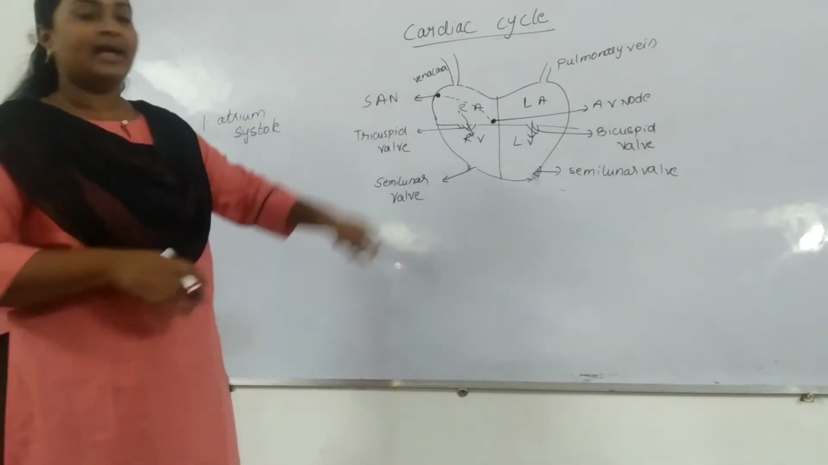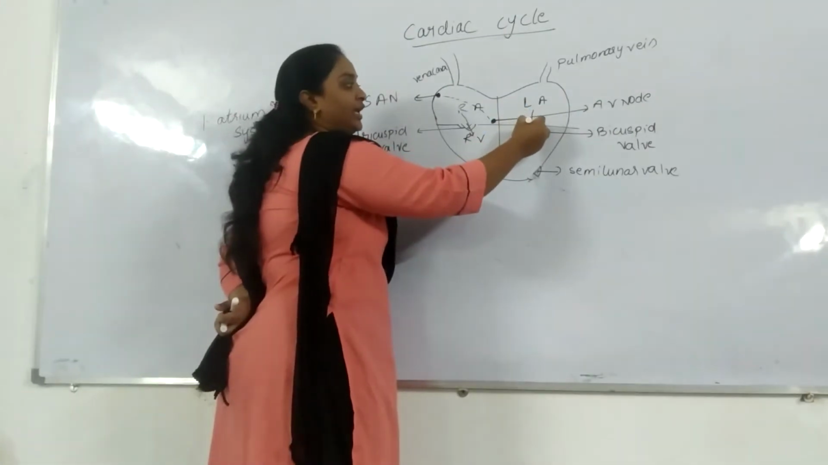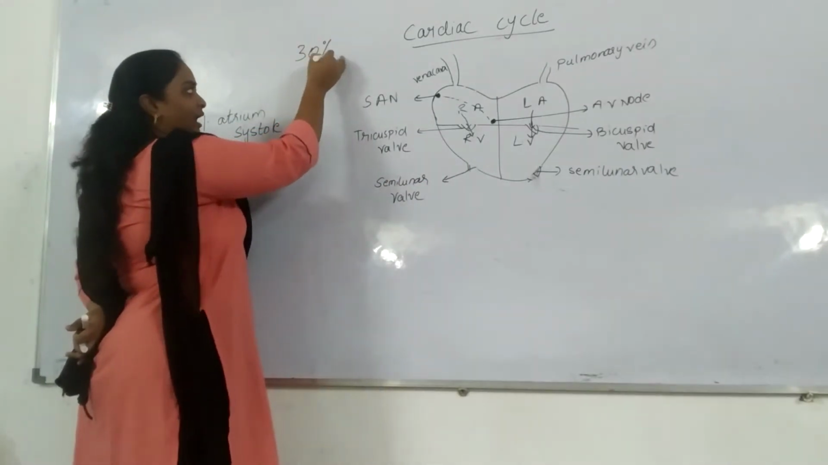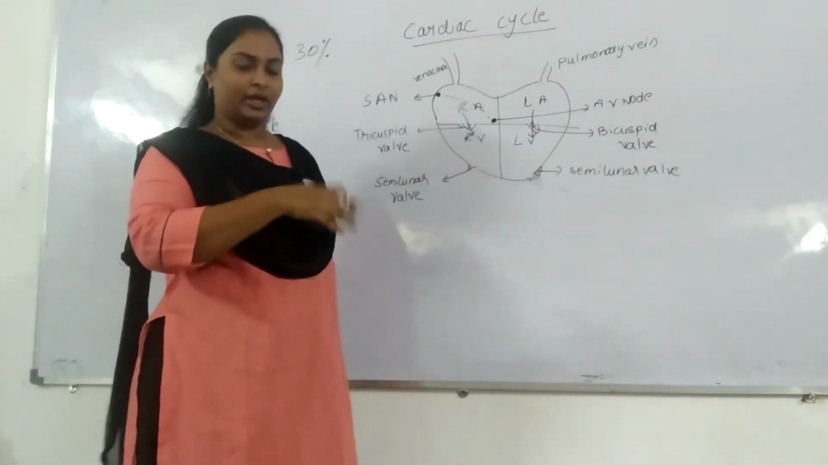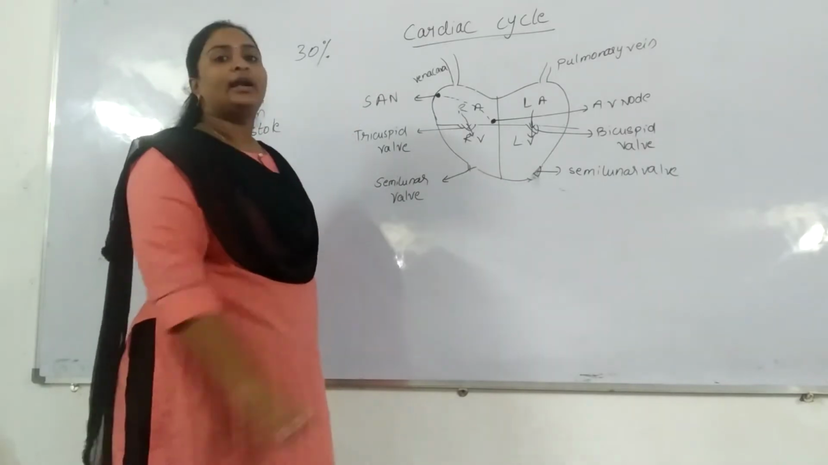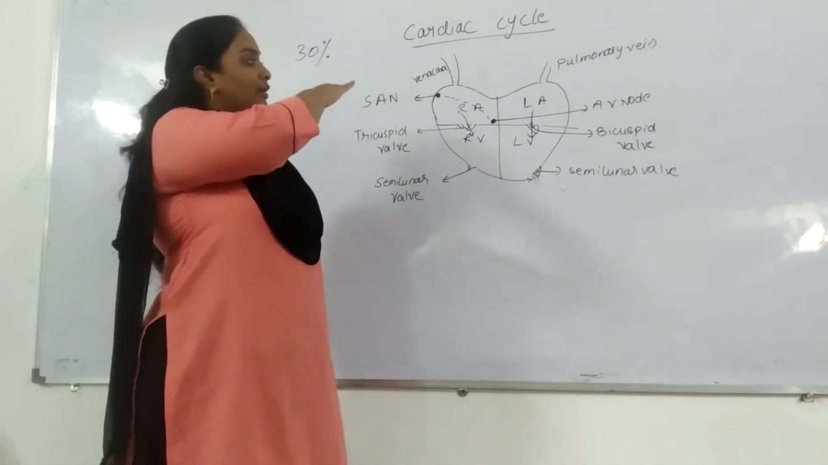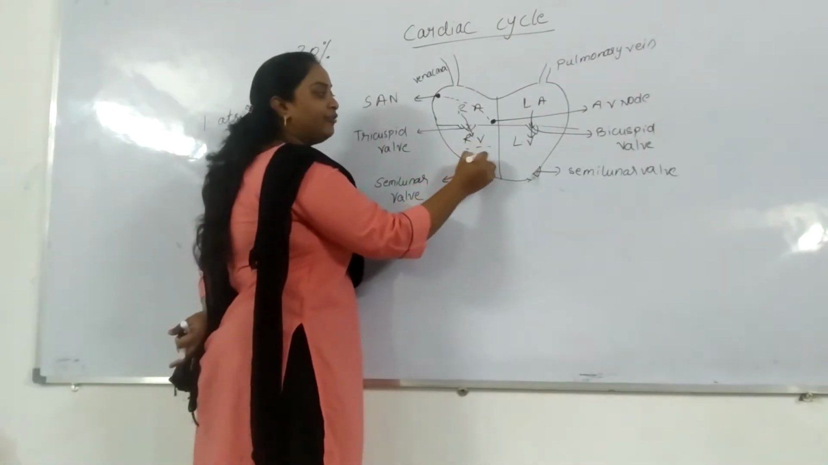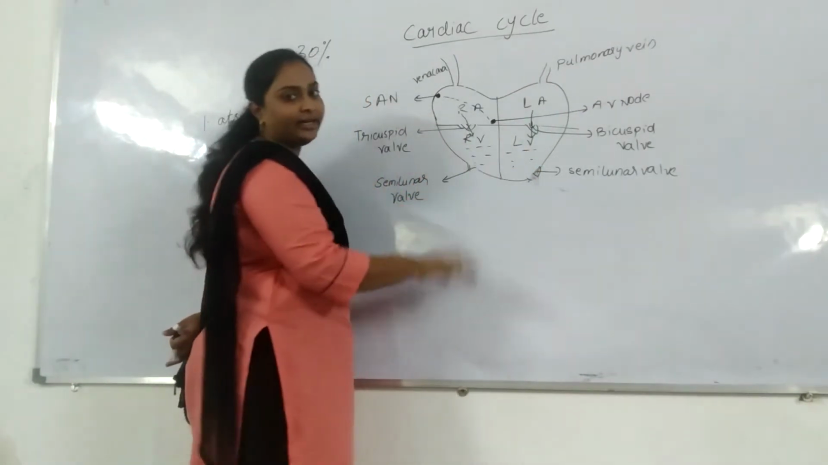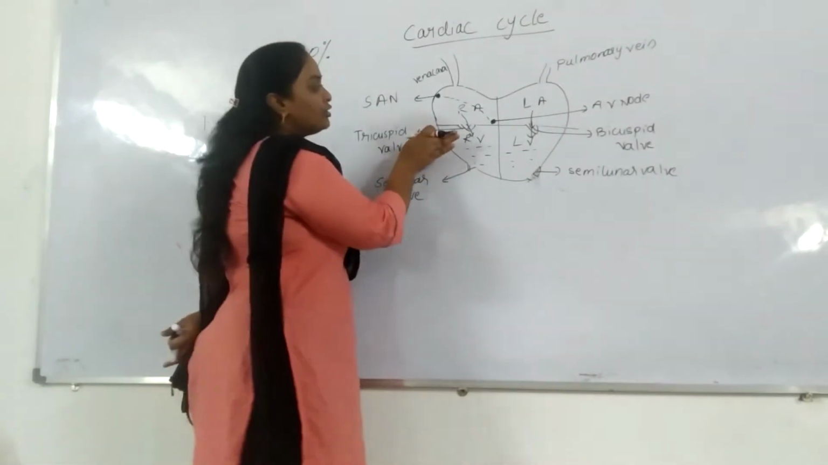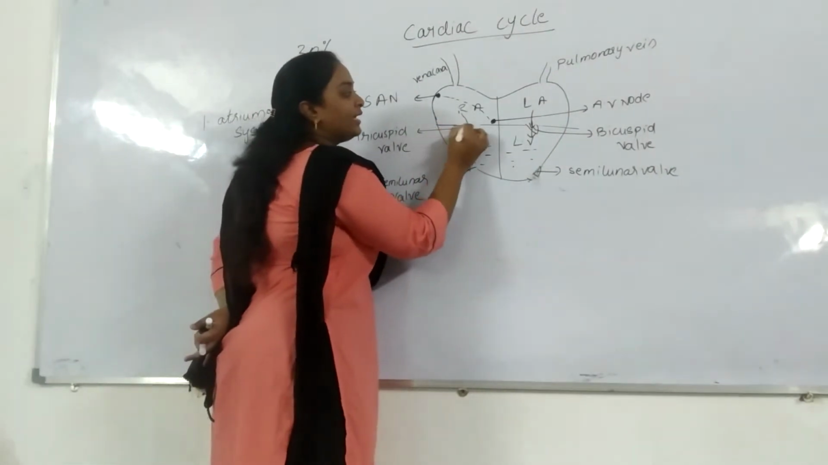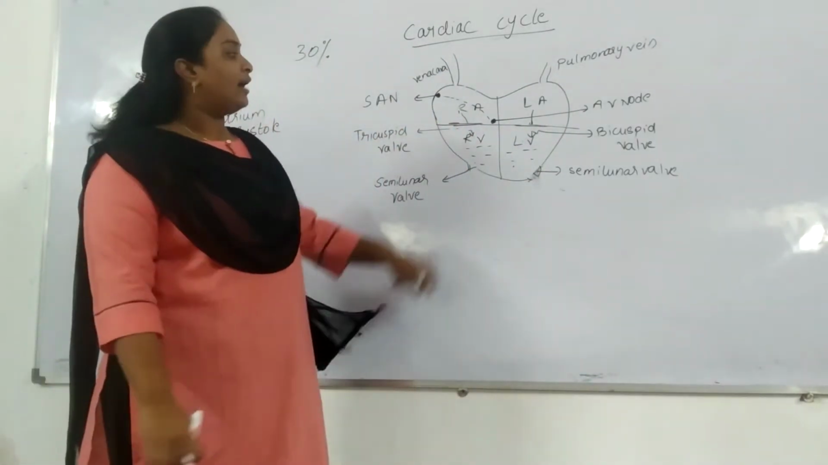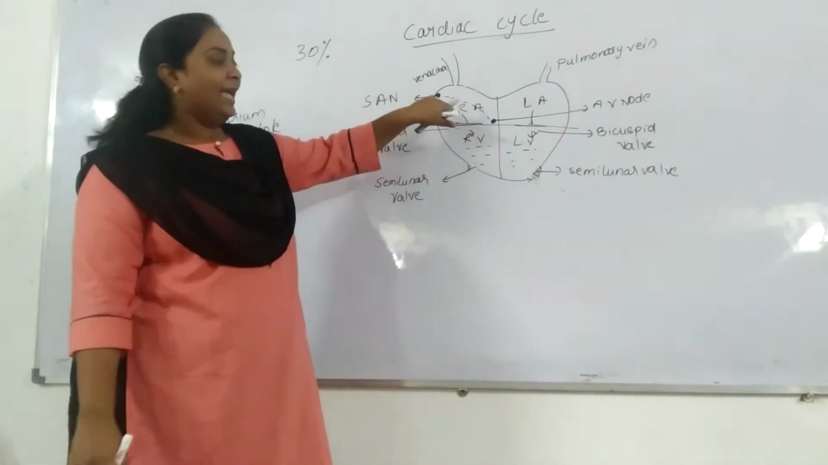As both atria contract, the blood flow from the atrium into the ventricles increases by 30%. Normally the blood also flows in a normal state, but now as the atria contract, the blood flow is increased by 30%. As the blood fills up the ventricles, the pressure in the ventricles increases. Because of that pressure, the tricuspid and bicuspid valves will close to avoid the backflow of blood from the ventricles into the atria.